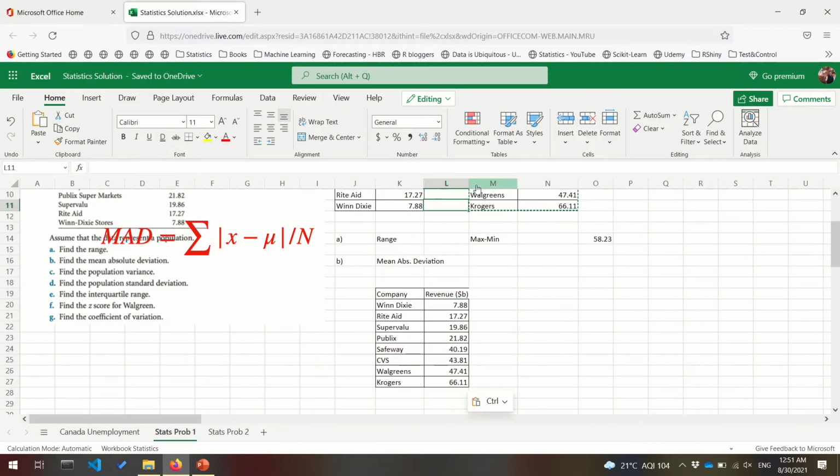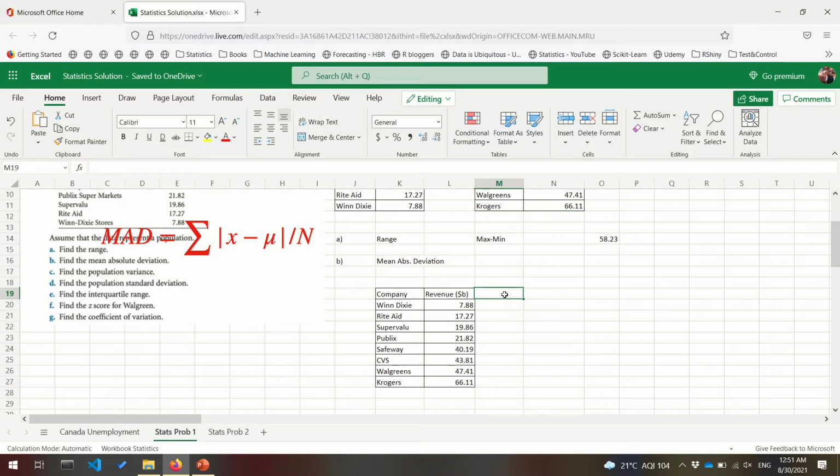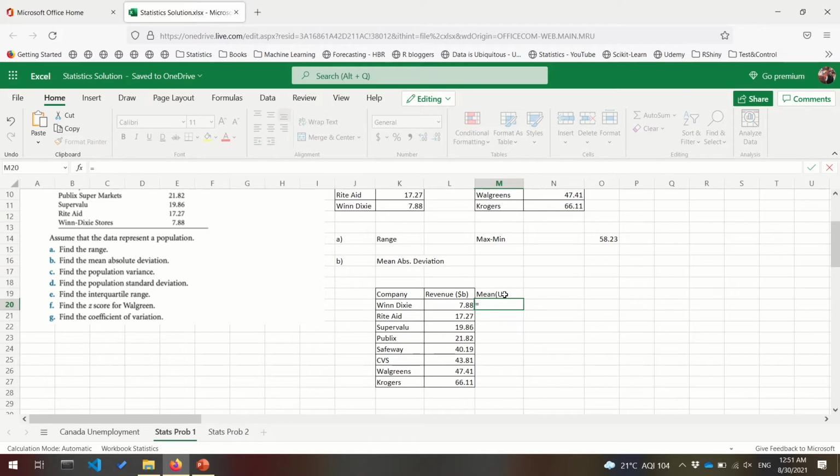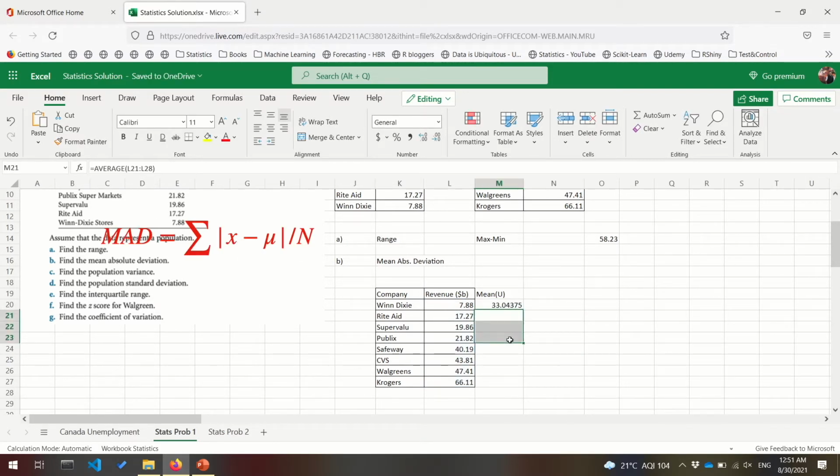The first thing we need to find is the mean of this data, which is mu. The mean will be the average of these data points, which is 33.04. Now if I copy this one, it will become 36, and if I copy it again, it will become 39. I spoke about how to fix the cell reference at length in the Excel tutorial. You might like to see that tutorial to understand why we need to fix the reference using the dollar sign.